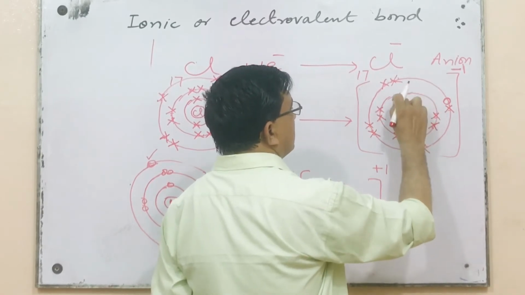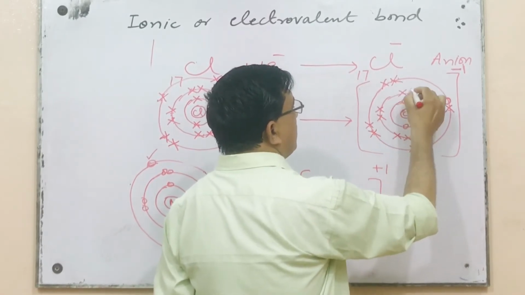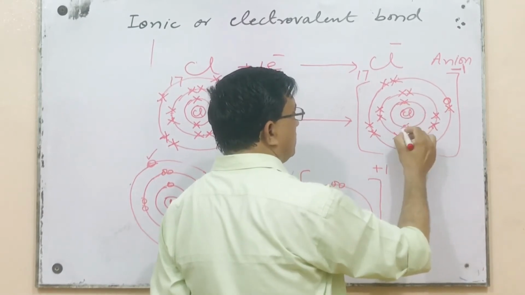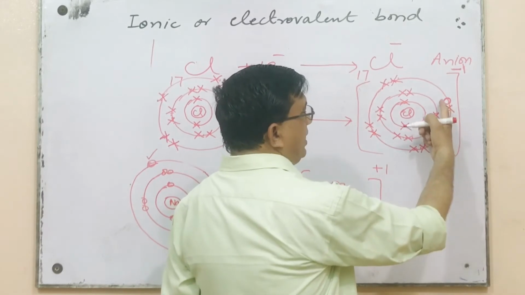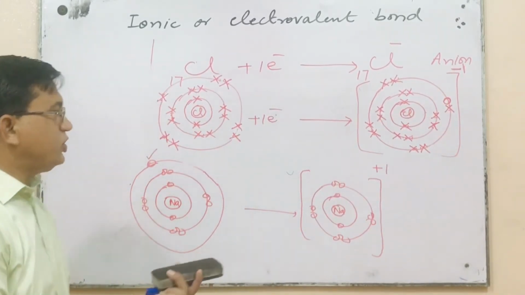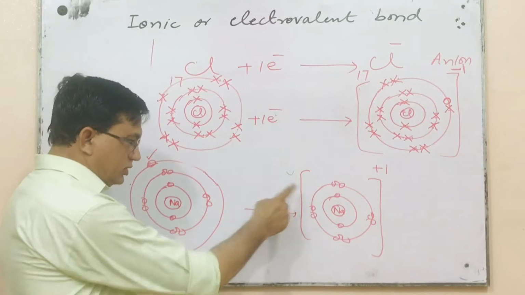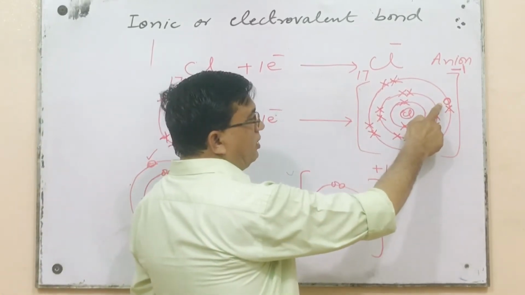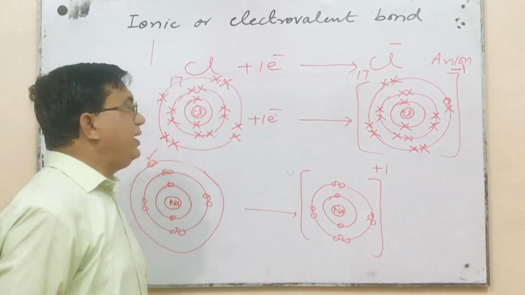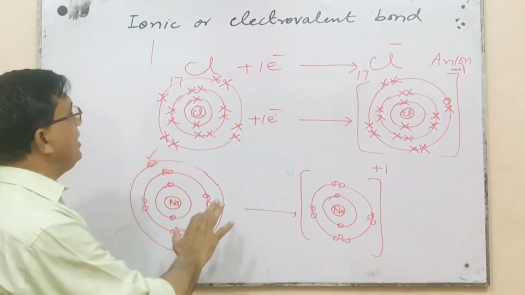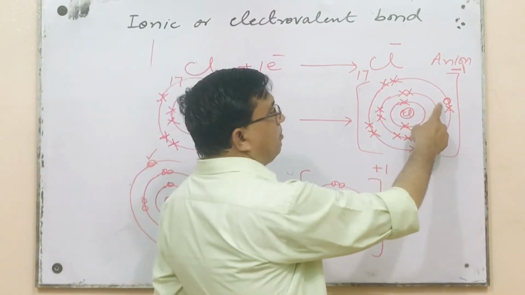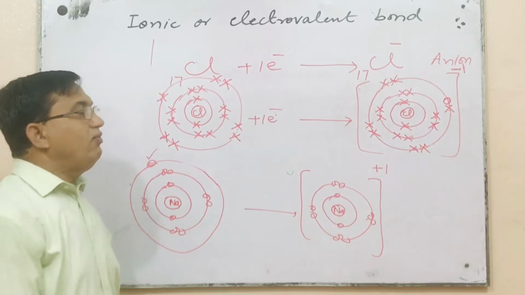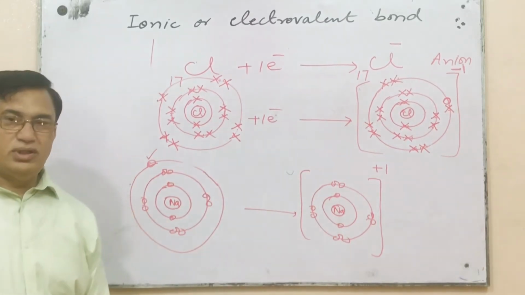Now this is representing the electron dot cross model. Only one electron is shifted from sodium, and because the electrons of sodium were represented by dot, the one electron which is additionally entered into the chlorine atom will be represented by dot. The rest of the electrons of chlorine will be represented as cross.